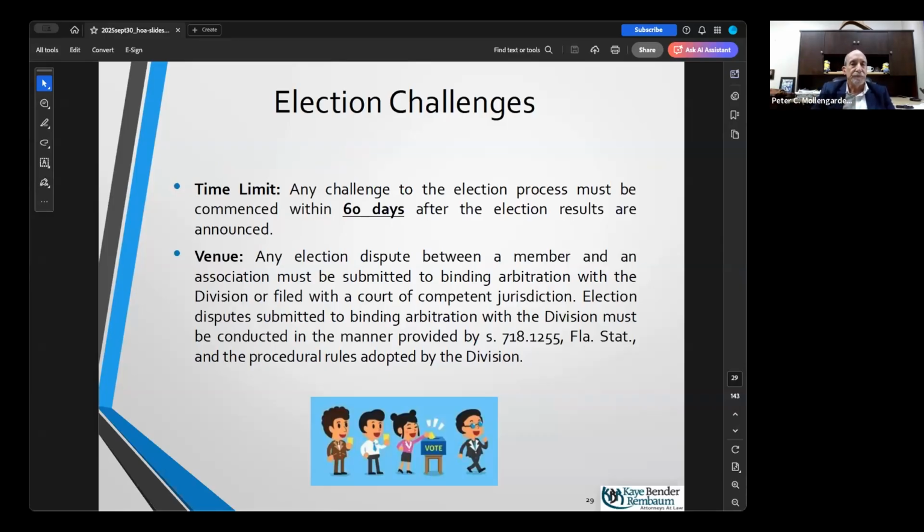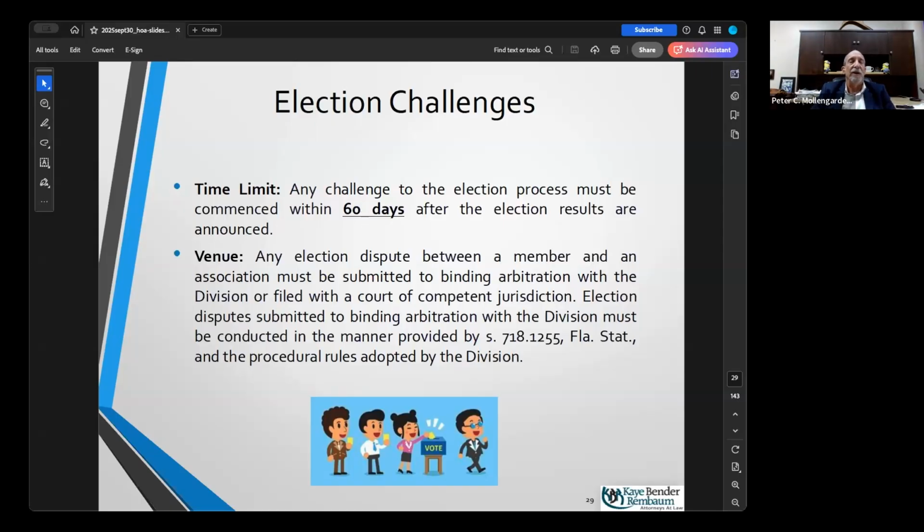Challenging an election. This is an interesting point. Any challenge to the election process must be commenced within 60 days after the election results are announced. It's a fairly short period of time. So let's say you mess everything up inadvertently and things aren't done correctly, but the 60 days go by, well, then it's too late to challenge what may have been insufficiencies or problems with the election process. So there's a 60-day window to challenge an election.